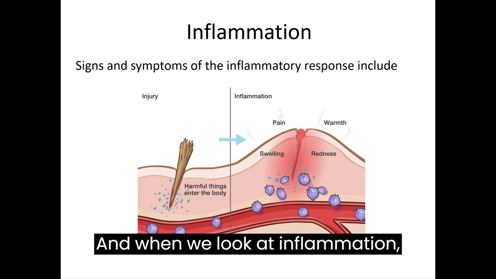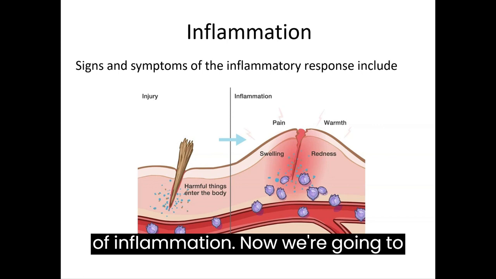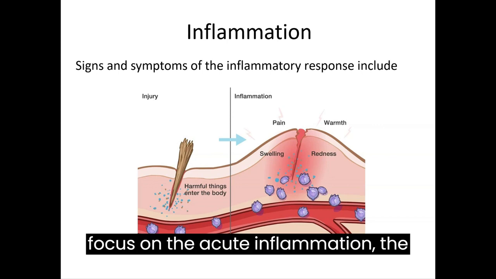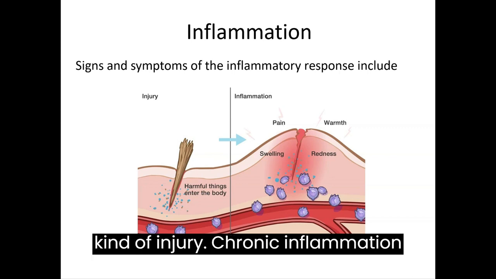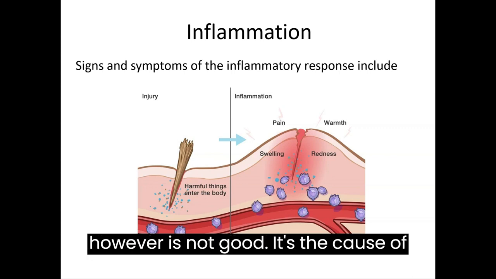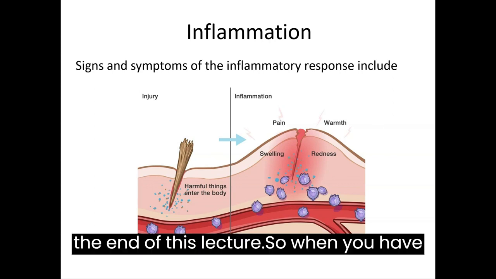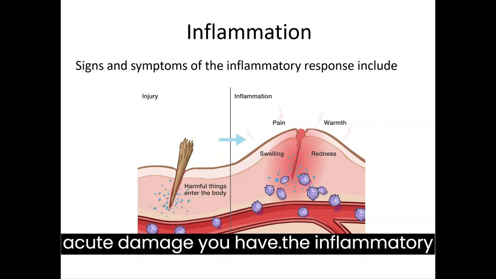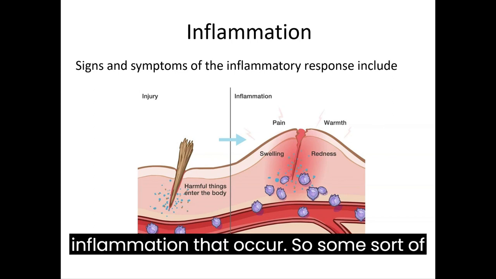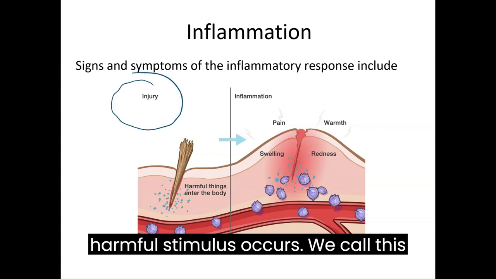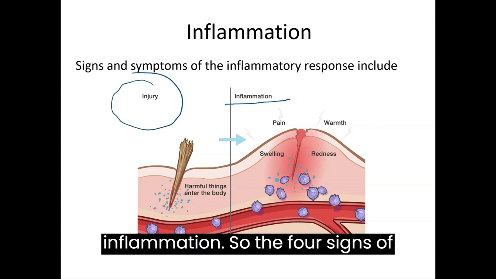And when we look at inflammation, there are some typical signs and symptoms. Now, we're going to focus on the acute inflammation, the short term, what I was just talking about, that beneficial response to any kind of injury. Chronic inflammation, however, is not good. It's the cause of diseases, and we'll talk about those near the end of this. So when you have an acute damage, you have this inflammatory response. There are 4 classic signs of inflammation that occur. So some sort of harmful stimulus occurs. We call this the injury. We immediately go into inflammation.